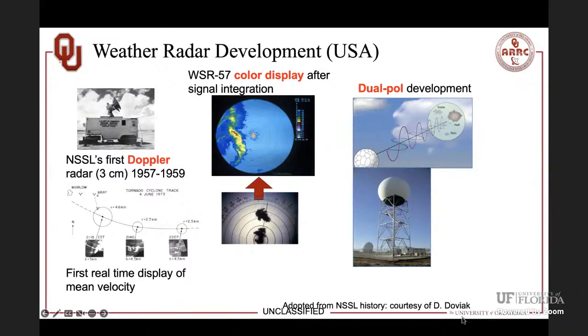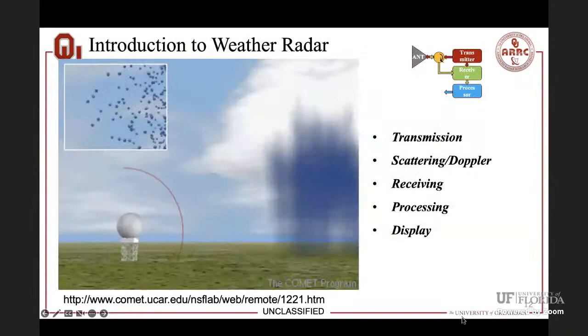So the phased array actually has that kind of capability. It can open up a lot of flexibility in how we scan and how we can detect different types of storms. So I think that's the next evolution of the radar.